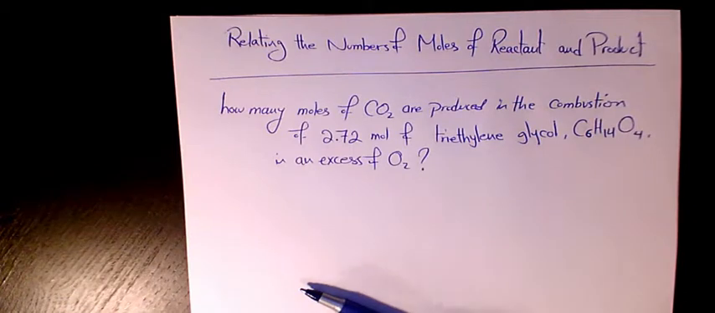In this video I want to show you an example regarding stoichiometry and relating the number of moles of reactants and products. It says: how many moles of CO2 are produced in the combustion of 2.72 moles of triethylene glycol, or C6H14O4, in an excess of O2?